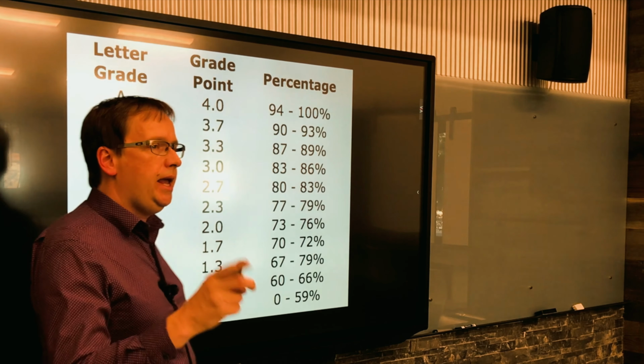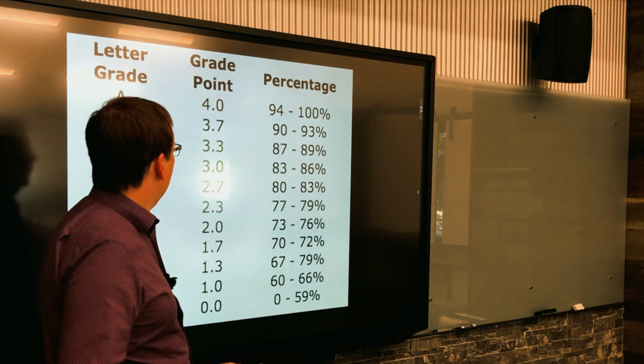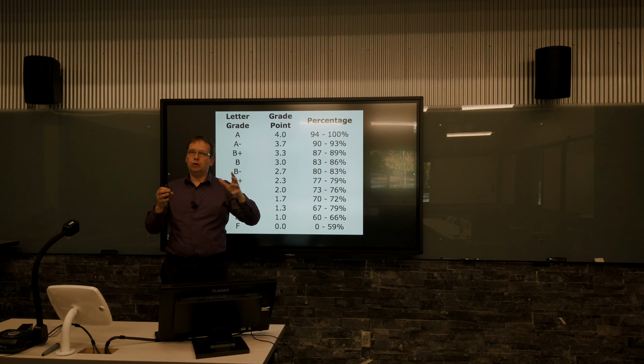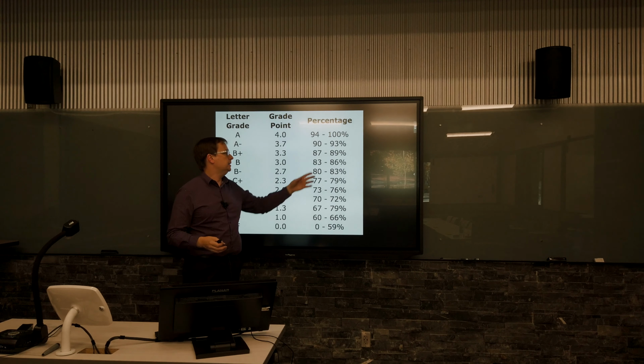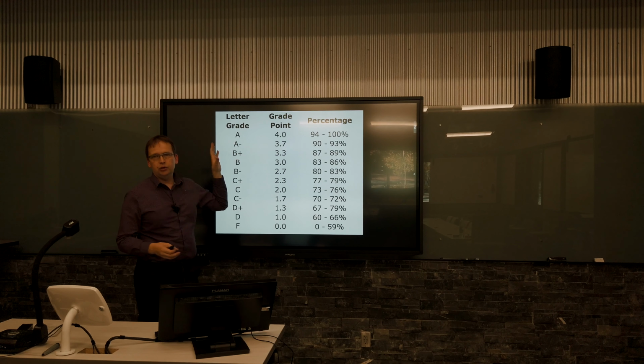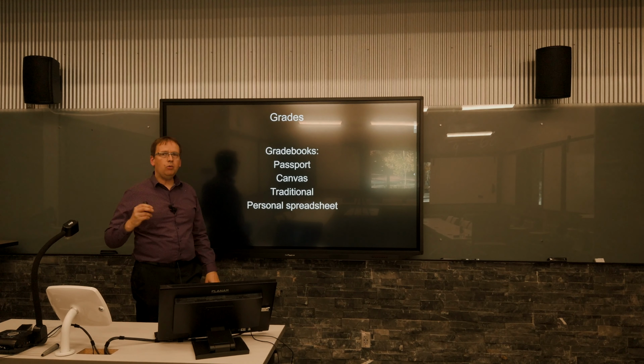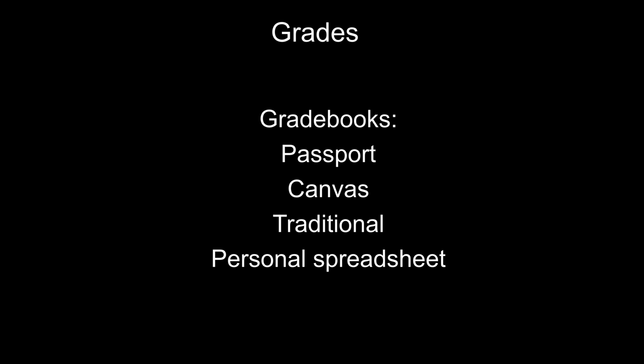In Canvas, by the way, there is a way for you, for an A, to set your percentage if you want to do a curve or something like that. If you feel like an A is an 89%, there's actually a way to set that up in Canvas under the Gradebook. Now, grades, of course, are always associated with a gradebook.